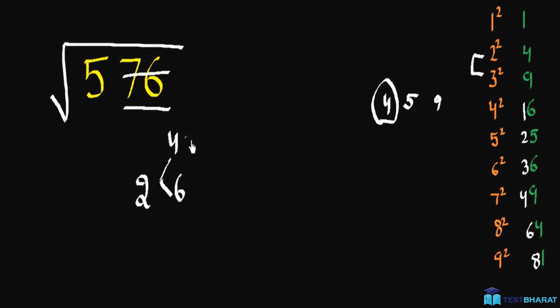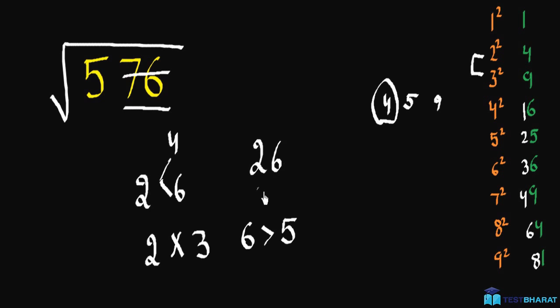And to find out whether it's 4 or 6, I'll multiply 2 with its successor, 2 into 3, because 3 comes after 2. So 2 into 3 is 6. Now I'll compare 6 with 5. Now I know that 6 is greater than 5. So I'll take the bigger number from here, whichever number is greater. So in 4 and 6, 6 is greater. So my square root will be 26.